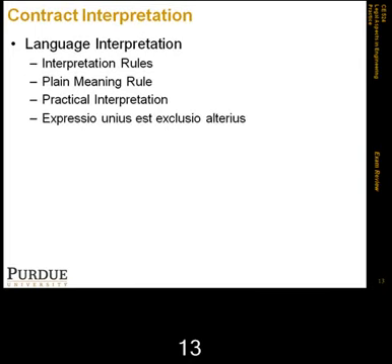We had a group of rules that had names in Latin: expressio unius et exclusio alterius. This one basically says that the expression of one thing excludes others. So if a list of things does not include a specific item, it excludes it from relevance. So if we have a specific list of things and it excludes one item, that means that we're not taking it into consideration.